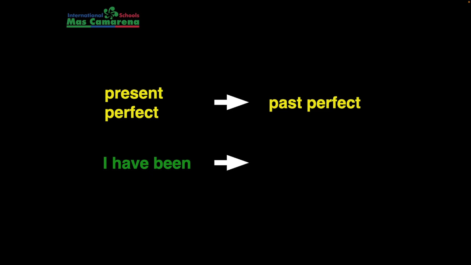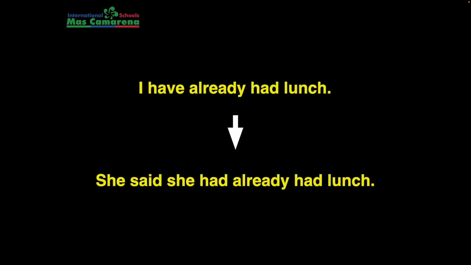Now the present perfect becomes the past perfect. For example, "I have been" becomes "he had been," or even "I had been," "she had been," etc. "I have already had lunch" becomes "she said she had already had lunch," or "he said he had already had lunch."